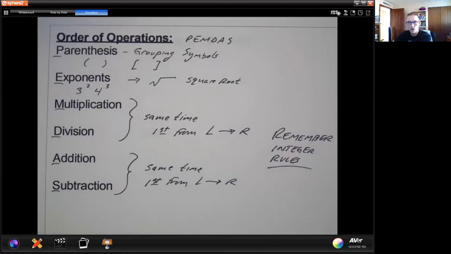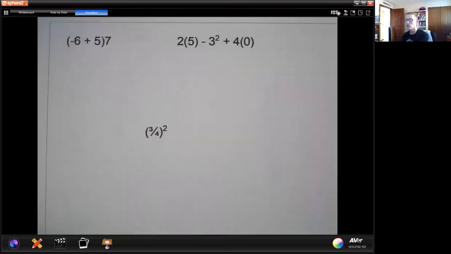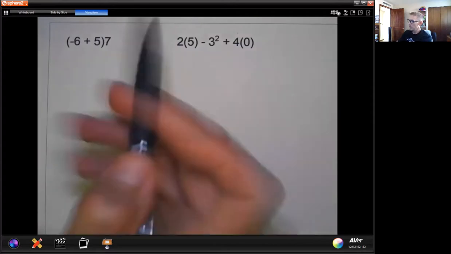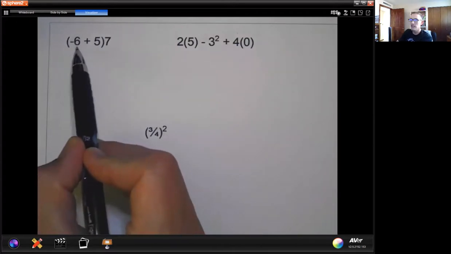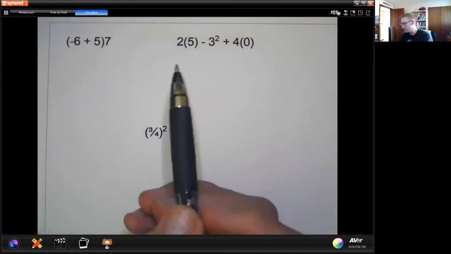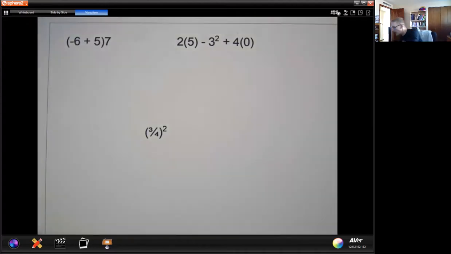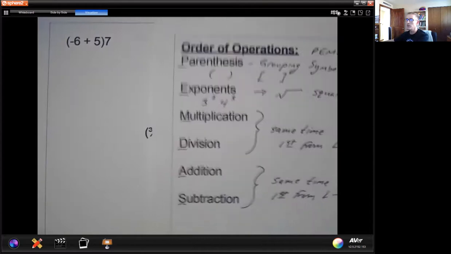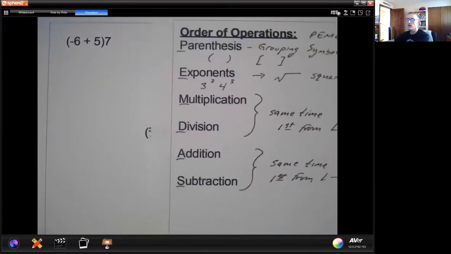Now, most of you already know the order of operations. The key is the little details, and you're going to have to pay very close attention to those little details. So let's take a look then at a couple of examples here. The first example I have is -6 plus 5 in parentheses times 7.